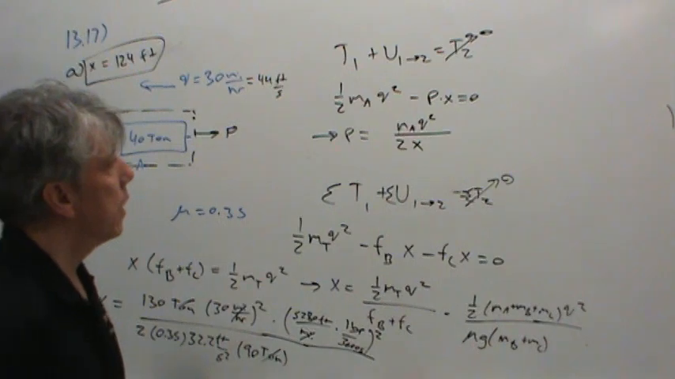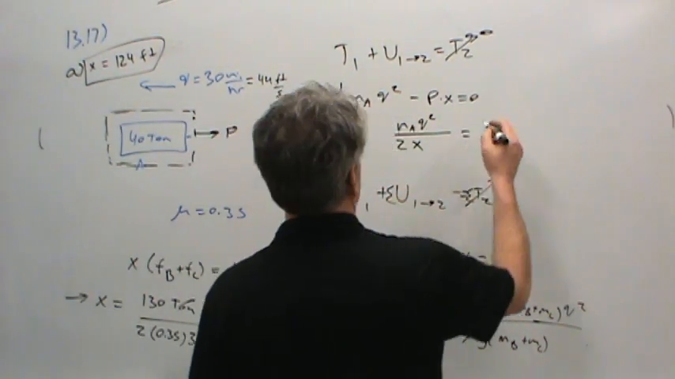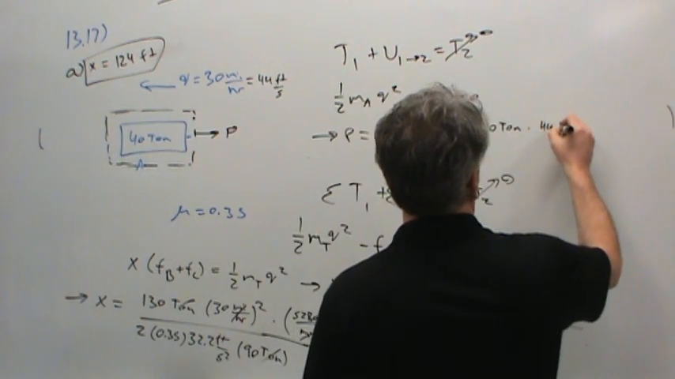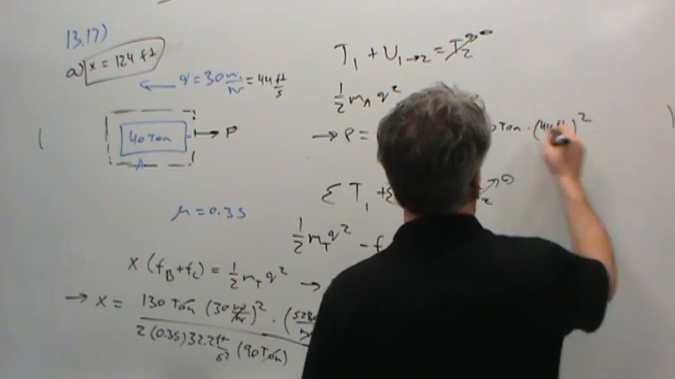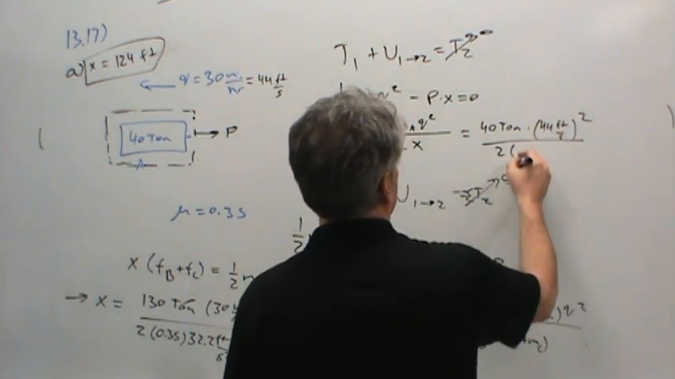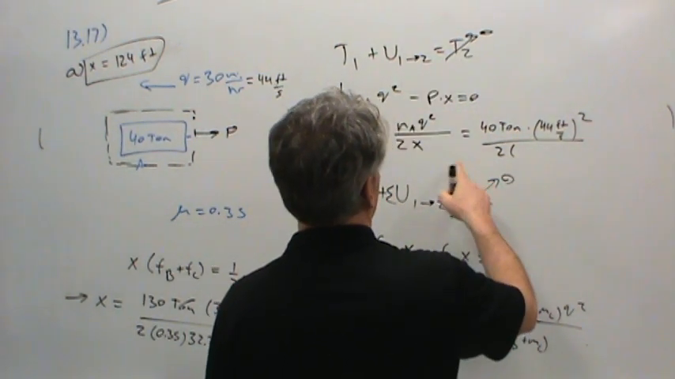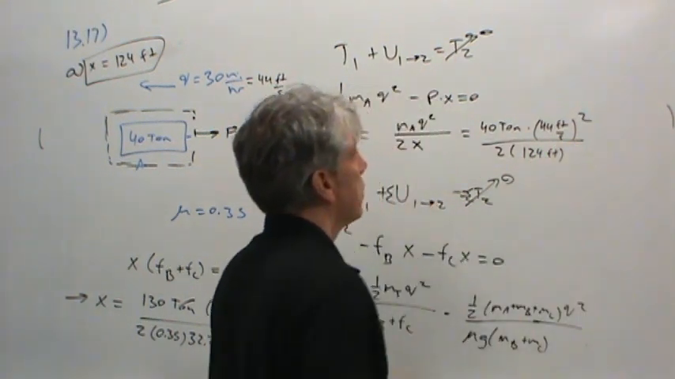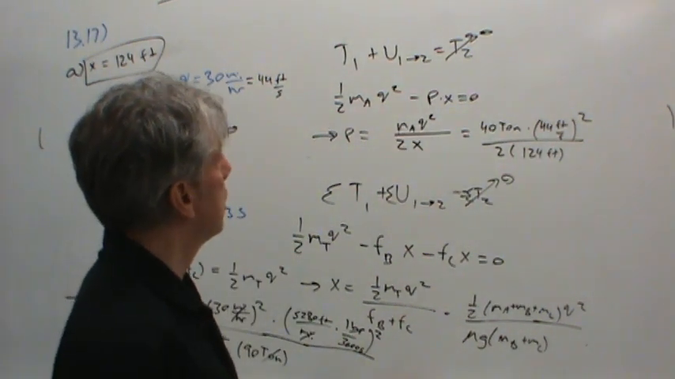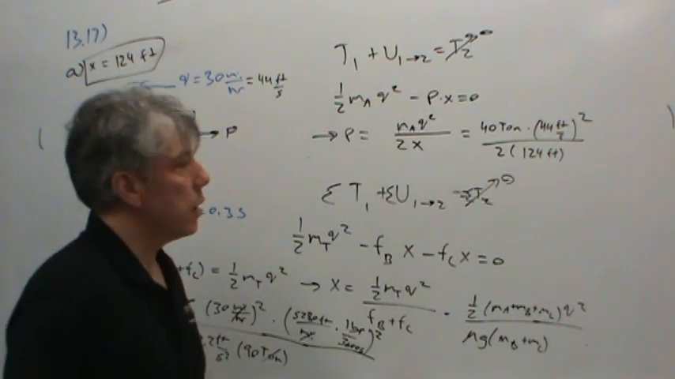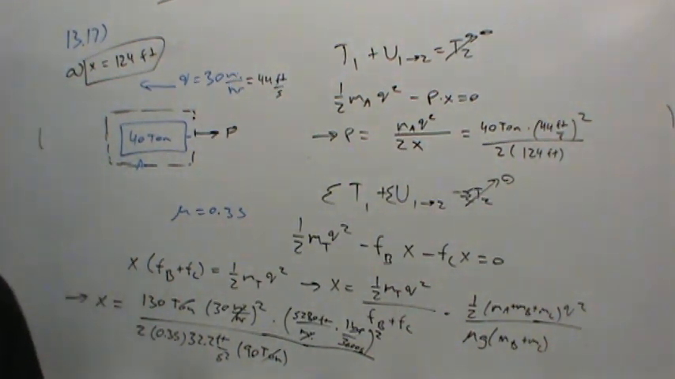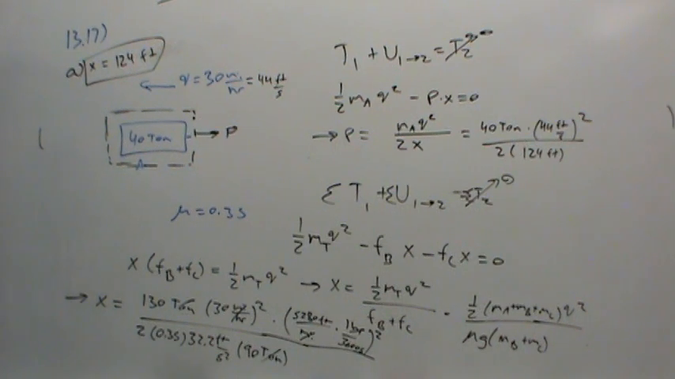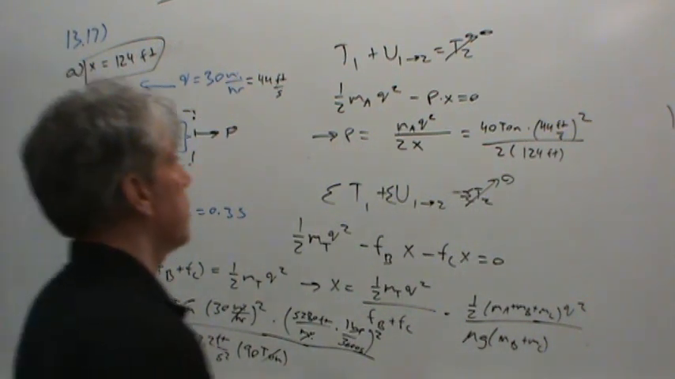Okay? So, the mass of car A is 40 tons. We need a velocity squared of 44 feet per second quantity squared over 2 times, let's see, X is 124 feet. And notice we'll need a conversion. We'll have to convert tons into pounds mass. So how many pounds are there in a ton? 2,000. So there's going to be 2,000 pounds mass, right?